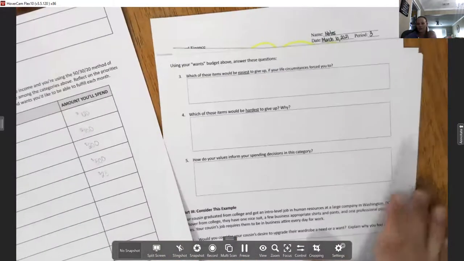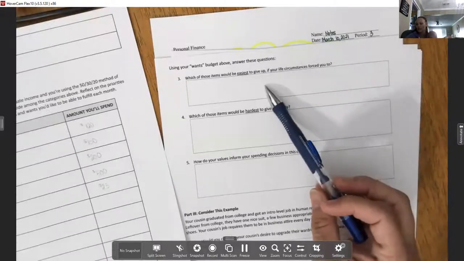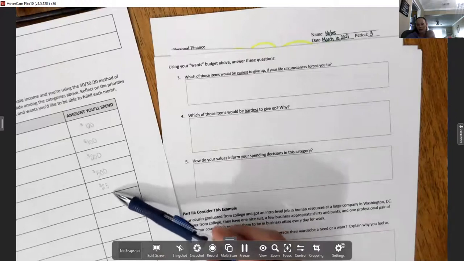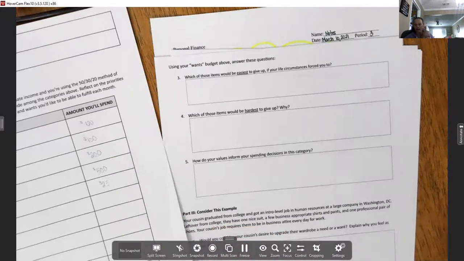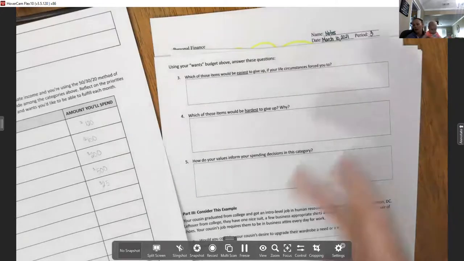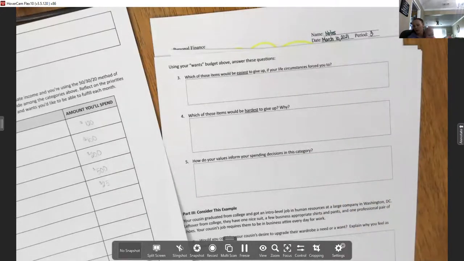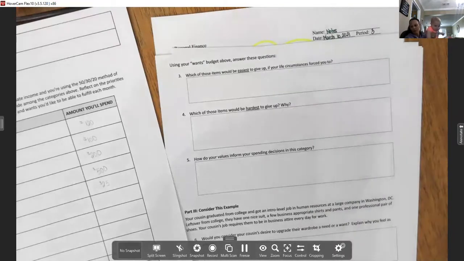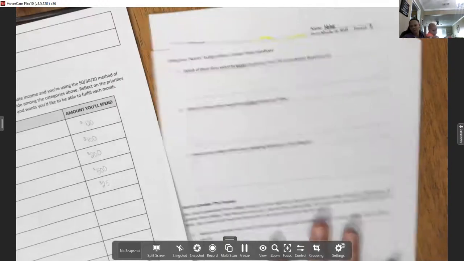Then just go through and answer the questions. What's going to be the easiest to give up if you're forced to? Well, I could go back and make some changes, and I could give up my subscriptions. I don't need Netflix. What's going to be hardest to give up? Well, that's going to be my cell phone. How do your values inform your spending? Well, maybe your religion and church are big to you, and because you value those, that's going to influence some of your spending and your giving there.